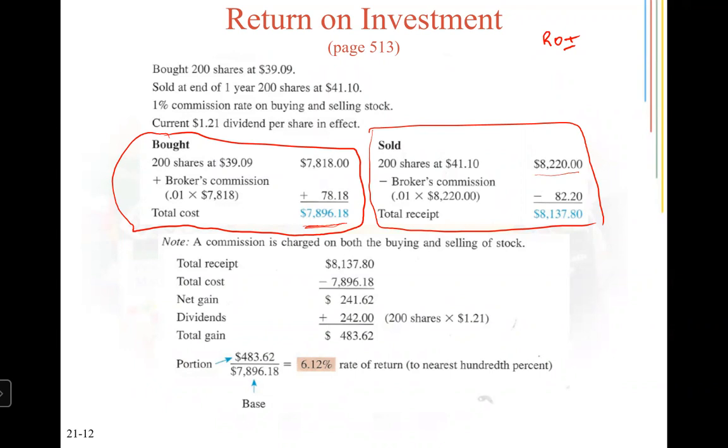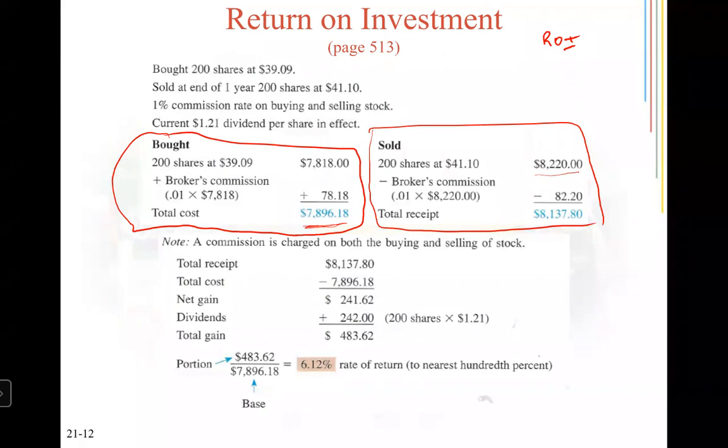$8,137.80. So when you invest in shares, you earn money by the value of the share going up. So this person bought it for $39.09. The value went up to 41. Of course, you can lose too because the value could go down. So you're really taking a risk. But if the value goes up, then that's profit you would make. And then you also earn if dividends are paid. So there are two ways you can earn: the value of the stock goes up and the dividends are paid out.